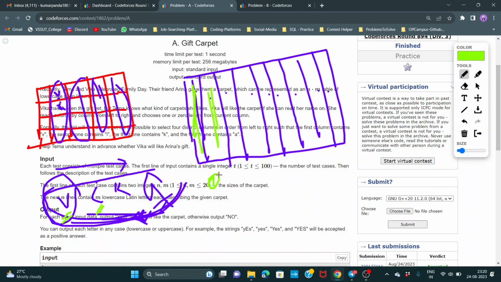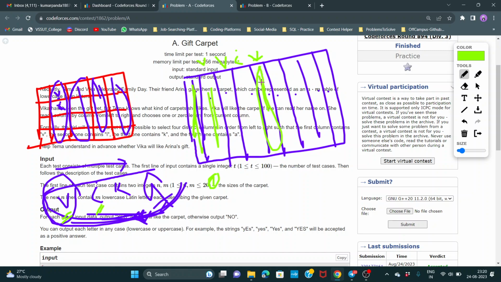You can say that, bro, here I found V, here also I found V, and here I found V, and here I found I, and here I found V. So why not this position? Why not take this column? Okay, so why will I not take this column?